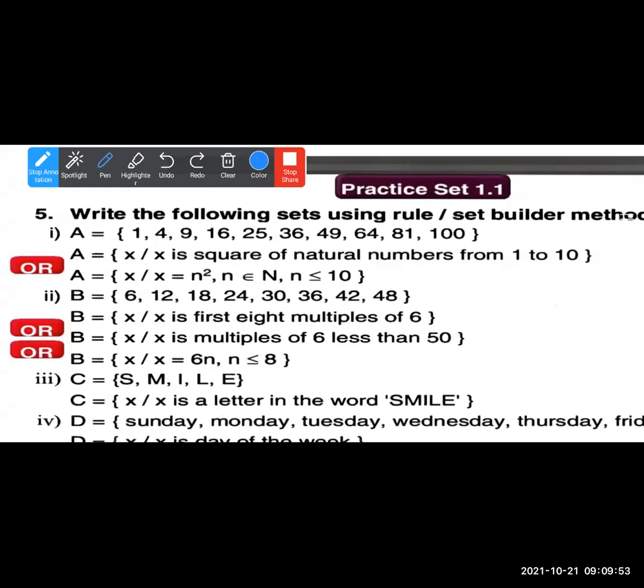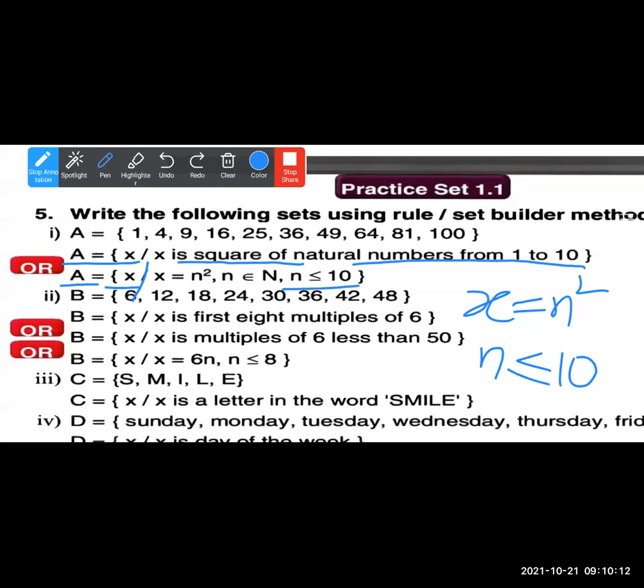Okay. So here one example is given: x is the square of natural numbers from 1 to 10. The second option is given: the set of all x such that x is equal to n square, where n is less than or equal to 10. That means n is running from 1 till 10, and 10 is included. Or you can also write it as less than 11, strictly less than 11, or n less than or equal to 10.